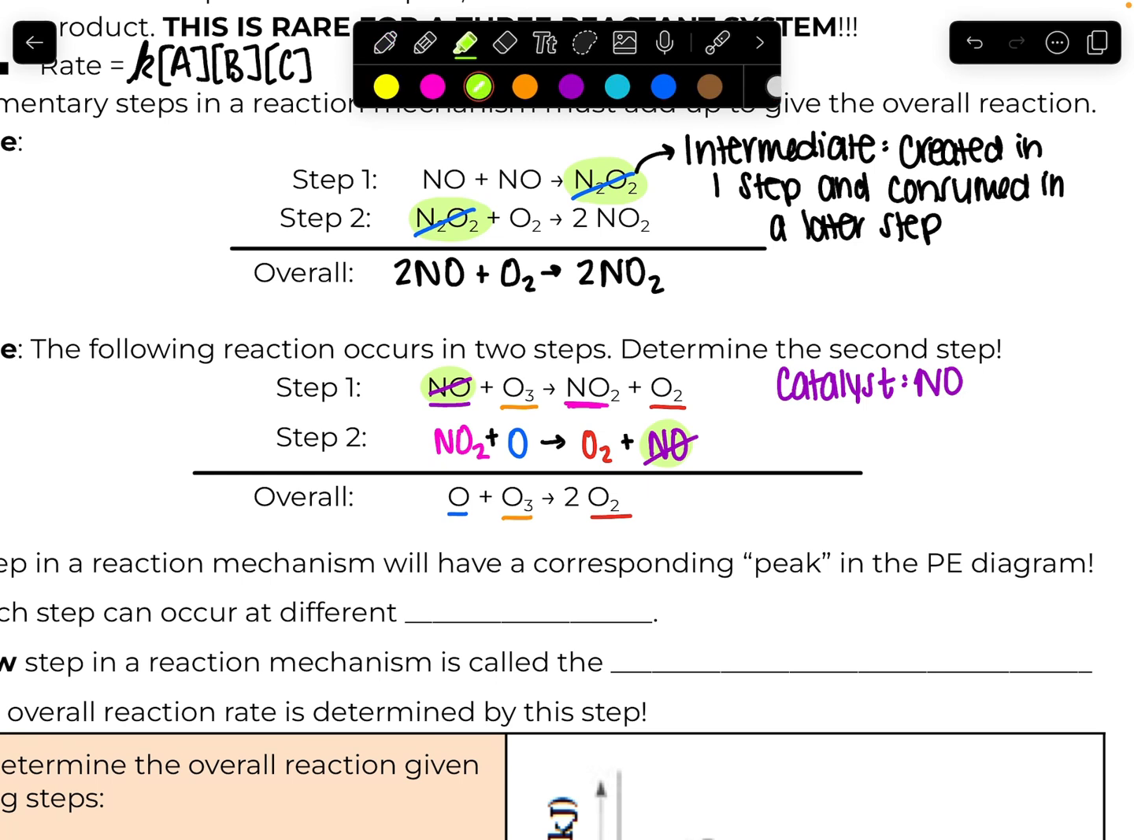So what does that make NO2? NO2 is produced in one step and consumed in the next. That means NO2 is an intermediate.